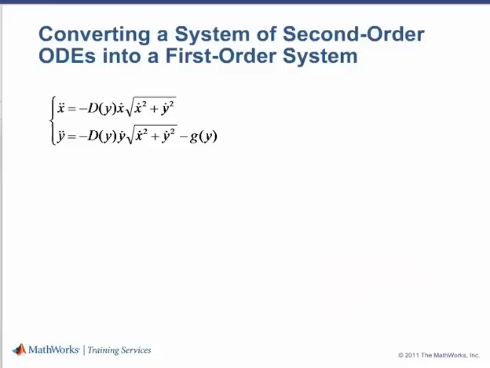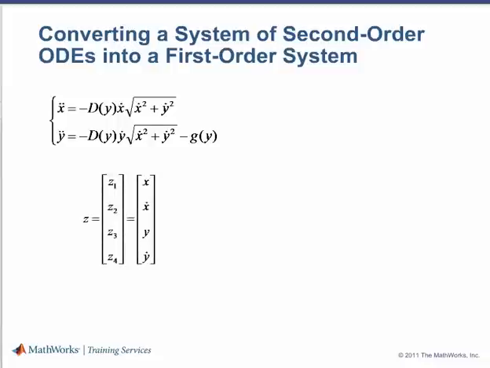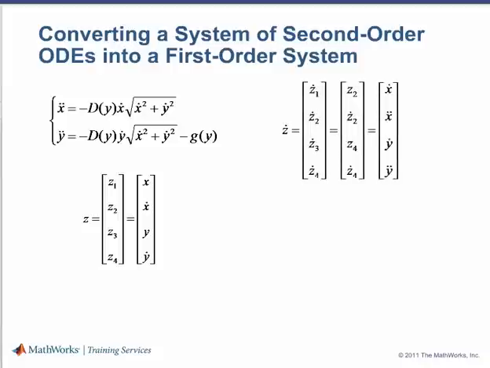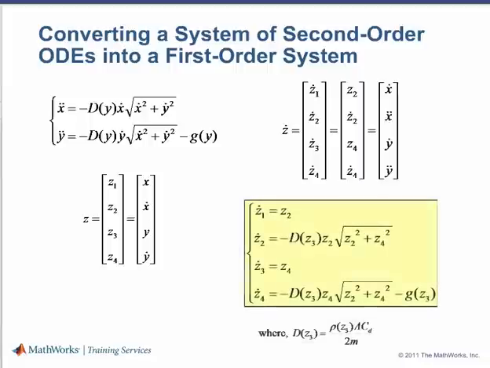Given these two second-order equations, we can set up a vector of auxiliary variables. In this case, we will need 2 for each second-order variable. By taking the first derivative of this vector, we can convert the two equations into a four-dimensional first-order system. Notice that the left-hand side is all first derivatives, and the right-hand side contains only the dependent variables with no derivatives.